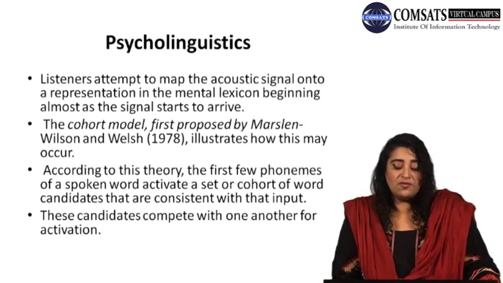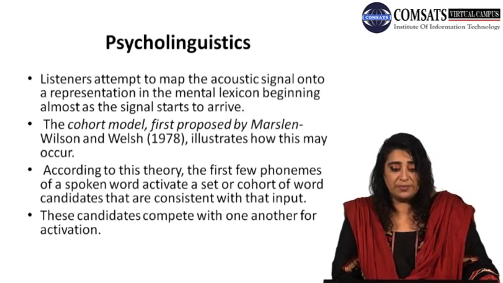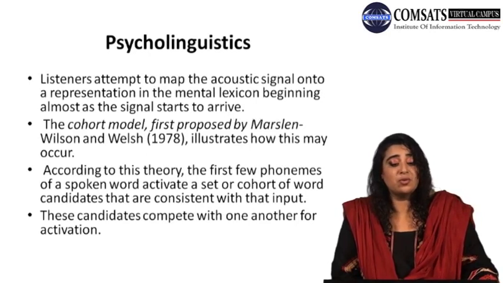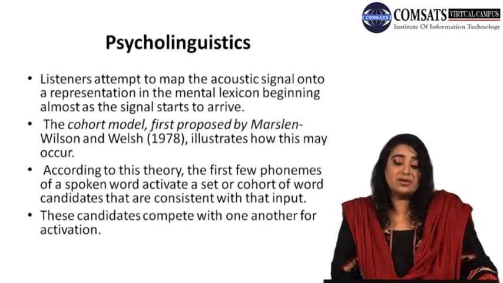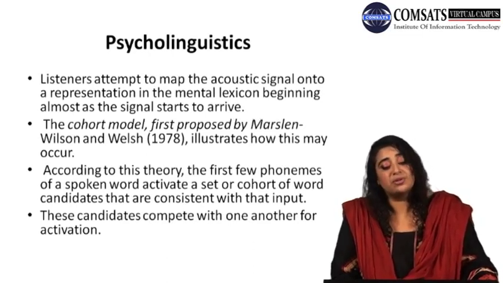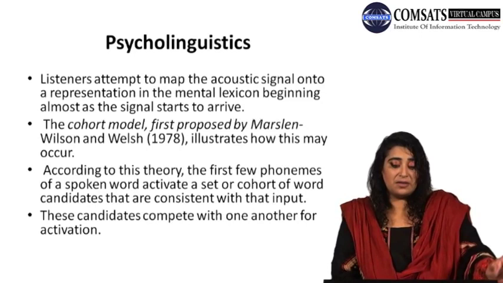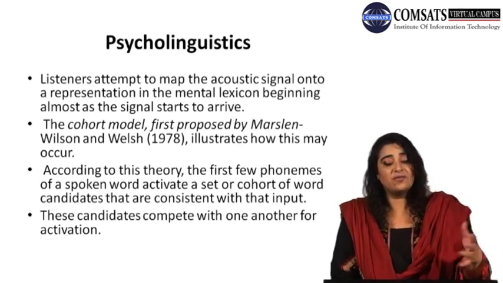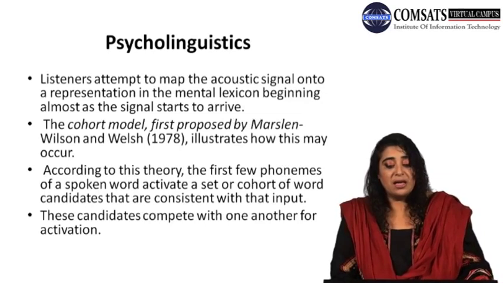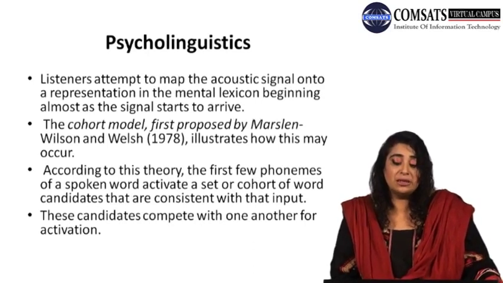The cohort model, first proposed by Marslen-Wilson and Welsh in 1978, illustrates how this may occur. According to this theory, the first few phonemes of a spoken word activate a set, or cohort, of word candidates that are consistent with that input. So what does it do according to this theory? It takes the first few phonemes, the start of a spoken word, and activates a cohort of similar candidate words that are consistent with that input.